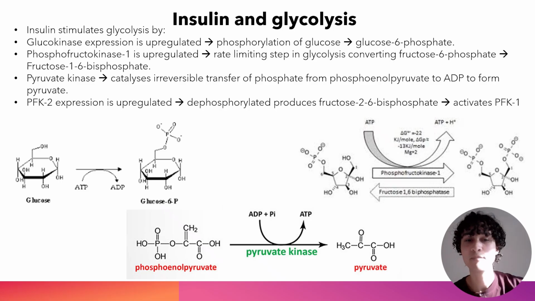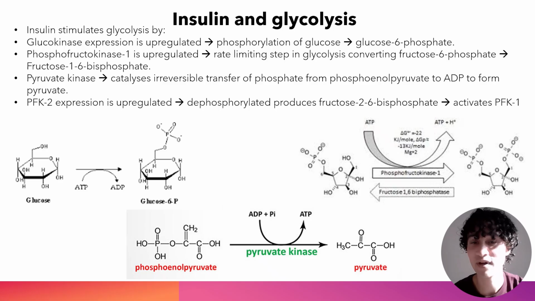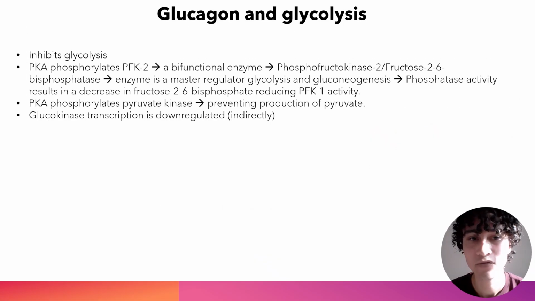Now, pyruvate can then be used for lipogenesis, or it can be used for cellular respiration as well to get more energy. So glucagon will actually inhibit glycolysis, and it makes sense because we're trying to facilitate hepatic glucose output, so we don't want that glucose being broken down. It does this by inhibiting the transcription of certain glycolytic genes like glucokinase, but it also does this through protein kinase A. As you know, glucagon will activate protein kinase A.